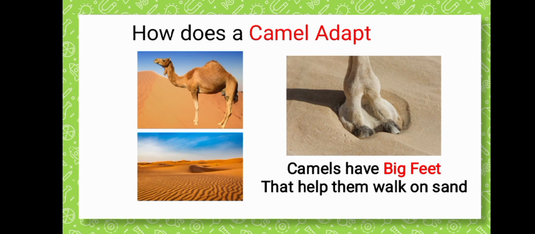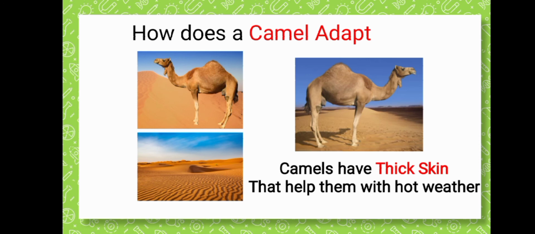Also, walking in the desert can be really hard, because walking on sand can be really heavy on the legs. So camels have very big feet that help them to walk on the sand. Also, camels have very thick skin that helps them with the hot weather so the sun does not burn their skin. So camels have thick skin that helps them with hot weather.